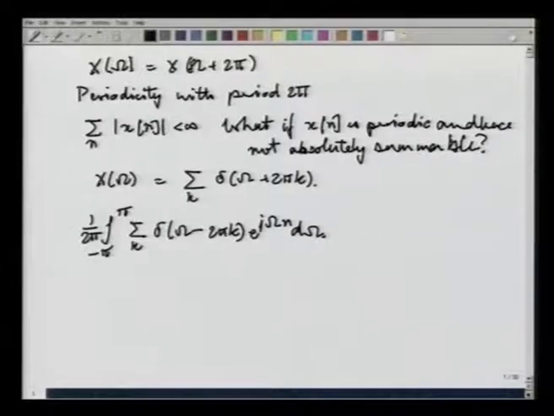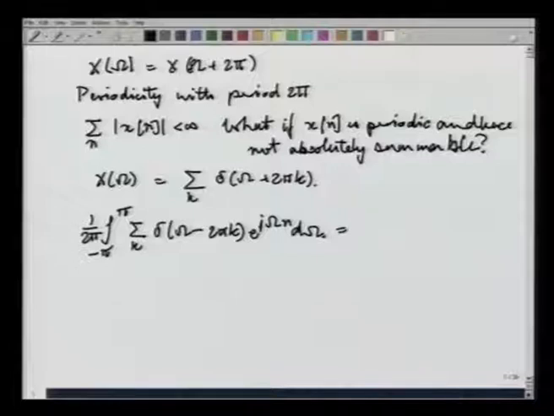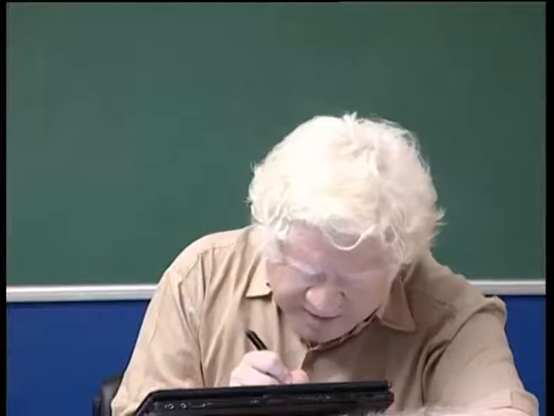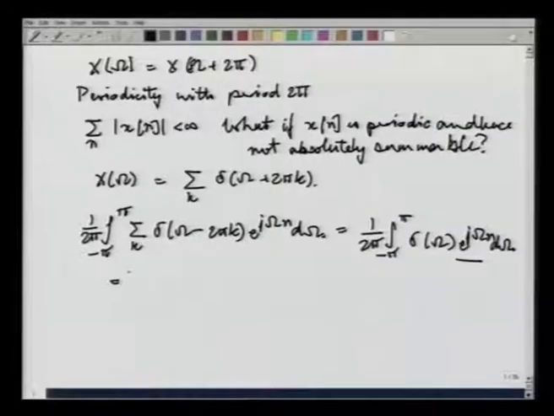Clearly, out of the summation, only one impulse, namely delta(omega), lies within the range of integration. So, this becomes equal to 1 by 2 pi integral from minus pi to pi of delta(omega) e to the j omega n d omega. We now apply the shifting property of the Dirac impulse on this and find that the entire integral will evaluate to the value of the companion function at the point of occurrence of the impulse, namely omega equal to 0. So, that we get that this equals 1 by 2 pi.